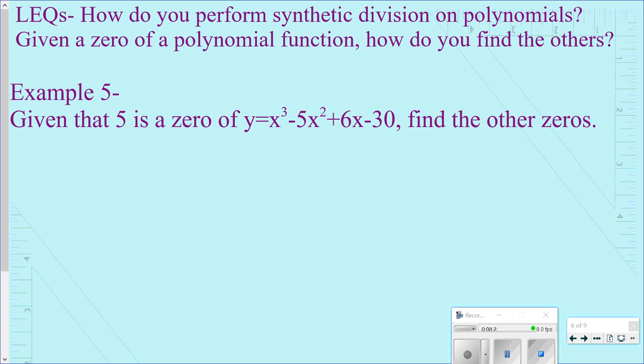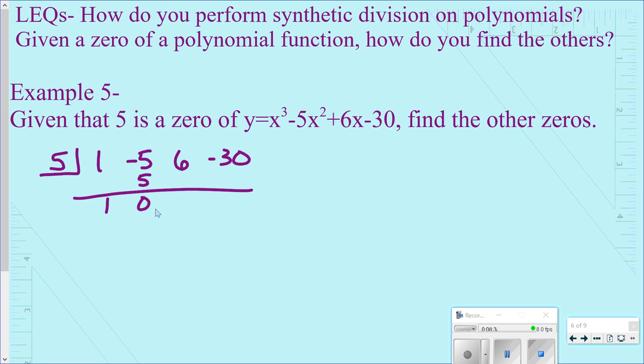So given that 5 is a 0, once again, we're being told that. Coefficients, 1, negative 5, 6, and negative 30. 1 comes down times 5 is 5, add 0 times 5 is 0, add 6 times 5 is 30, add 0. We got the remainder that we were expecting.